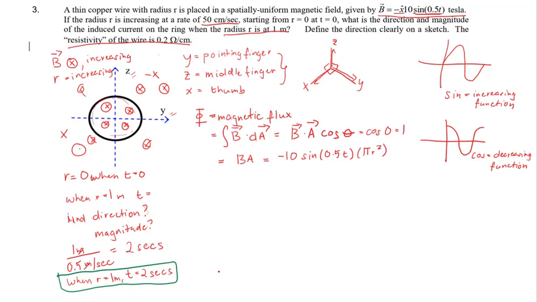Okay, we could separate the constants from the variables. We have 10 pi times r squared sine 0.5t. Okay, now that we have flux, we could find the EMF, or the electromotive force, and that is given by negative d flux over dt.